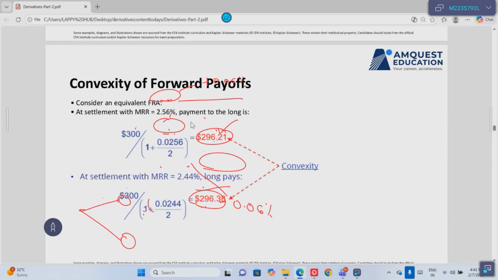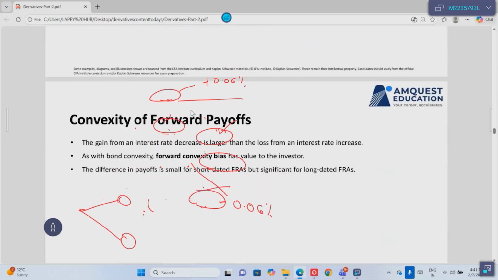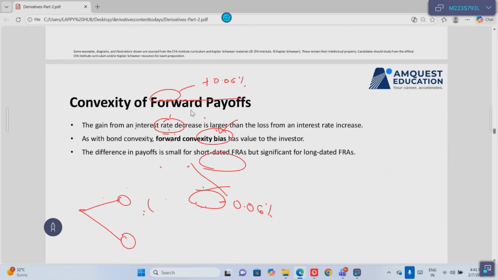Basically, because you are not able to generate a straight line payoff, that leads us to convexity. What is convexity saying? The gain is always larger than the loss. When the interest rate goes up or goes down, the amount of gain or loss is always going to be different. They're also telling you that the gain is going to be always greater than the loss amount. So the principle of convexity is gain more than loss at the same rate change. The gain is always more than the loss.